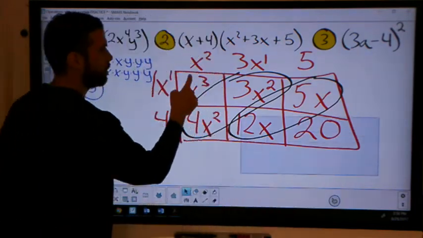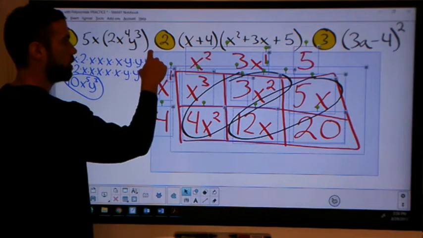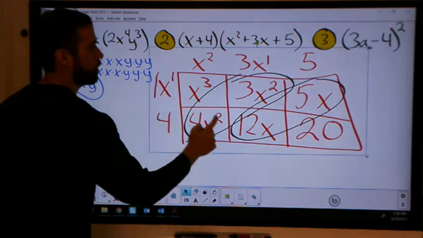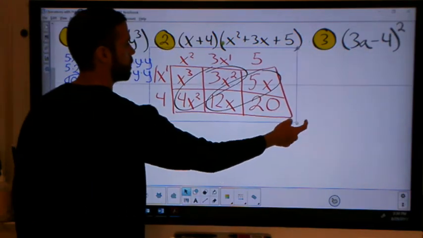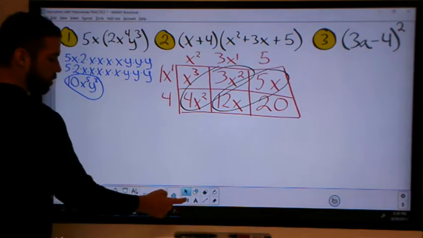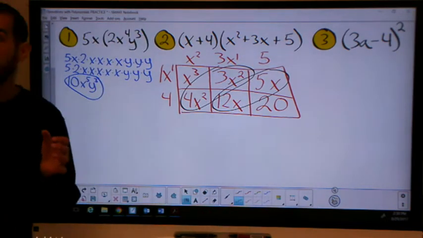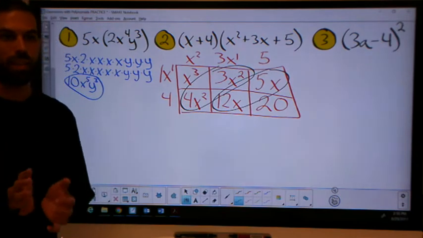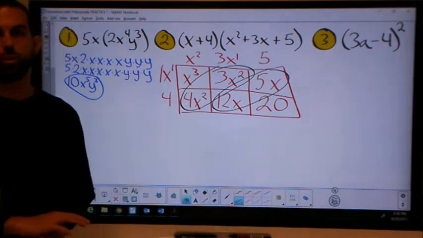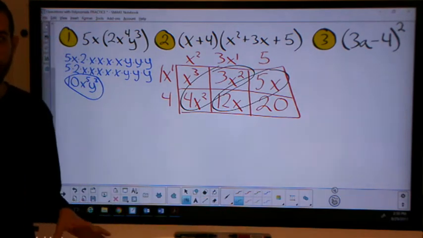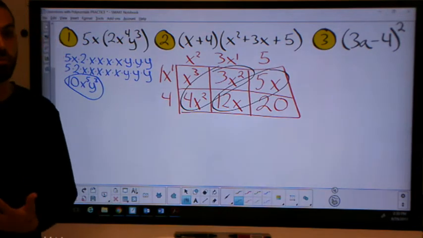Let me just make this a little smaller so I have more room. From yesterday, I told you that when you write your final answers, you want the highest exponent to go first and then descending from there. You will not lose points on your quiz if you don't do it. It's just how the quiz is going to be presented to you.